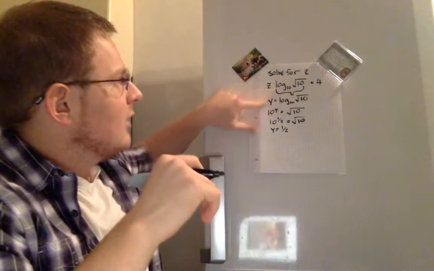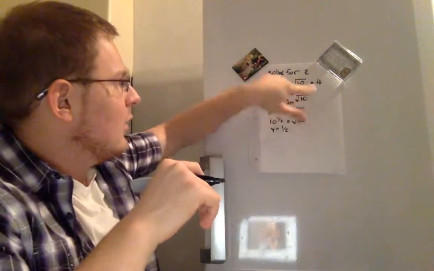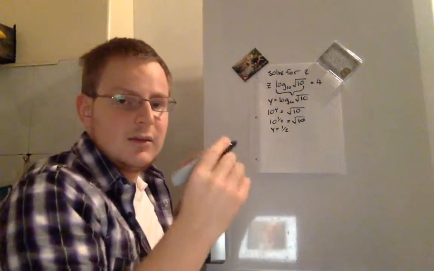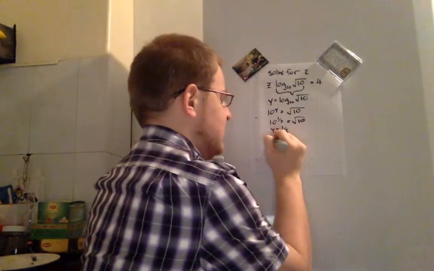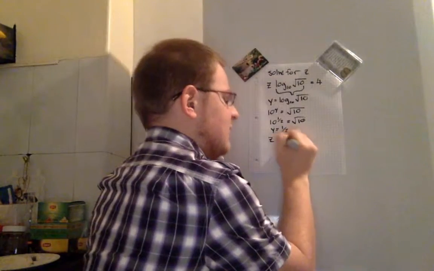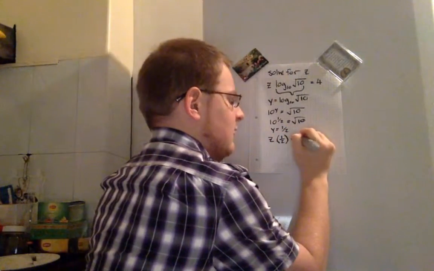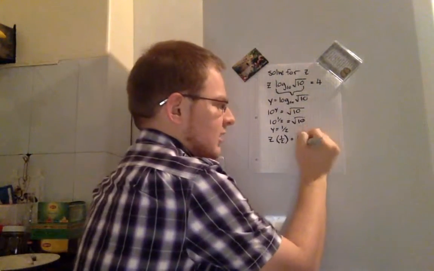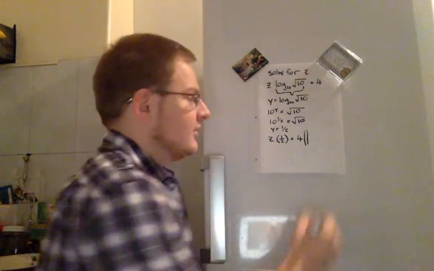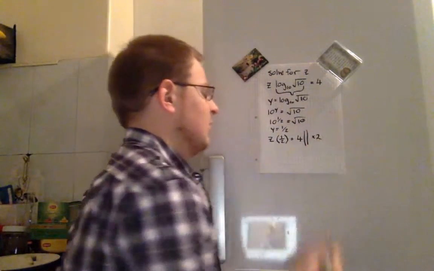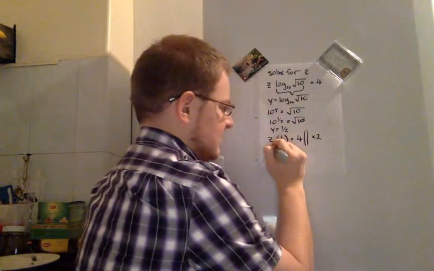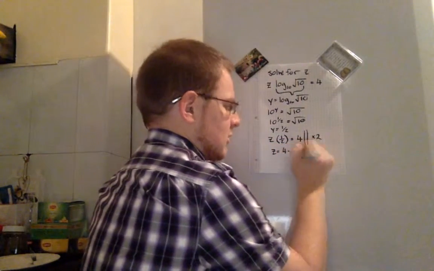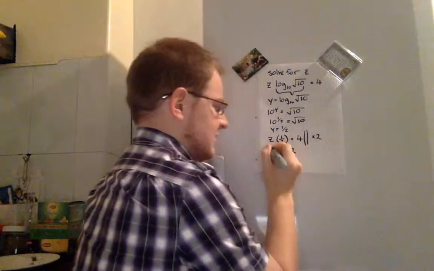So now that we've figured out y, we can put it right back into this equation here, and it will look something like this. Z times 1/2 is equal to 4. So in order to solve this one, that's pretty easy algebraic manipulation. You just take both sides of the equation, multiply by 2, and get z equals 4 times 2, z equals 8.